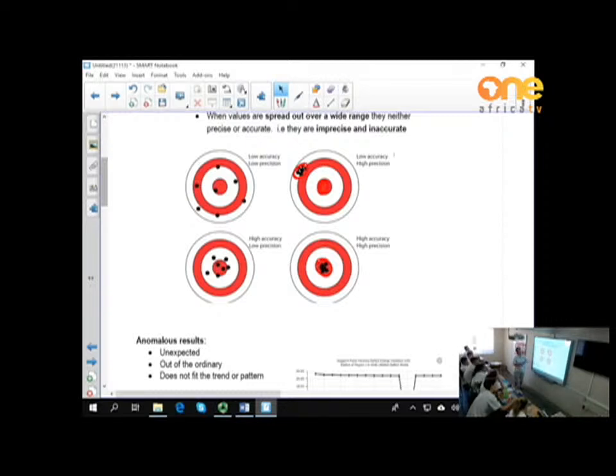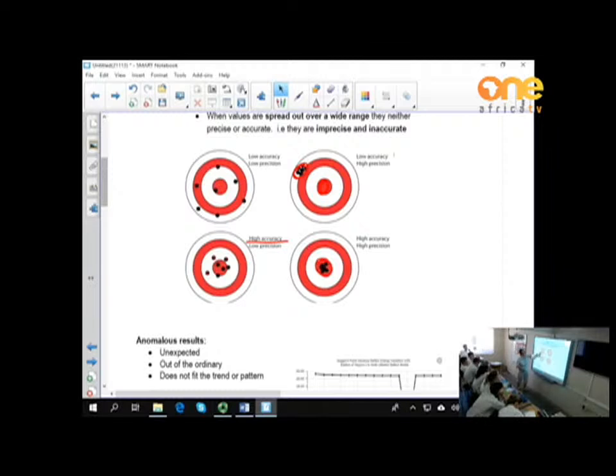If I have a fairly high accuracy, but some of my readings are around about, then I can say I have high accuracy, but I wasn't very precise. I made errors on some of my readings.